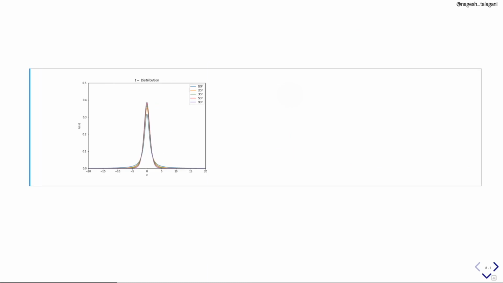Here is the sketch for the PDF of t distribution with 1 degree of freedom, 2 degrees of freedom, 3 degrees of freedom, 5 degrees of freedom, 9 degrees of freedom. Fine.